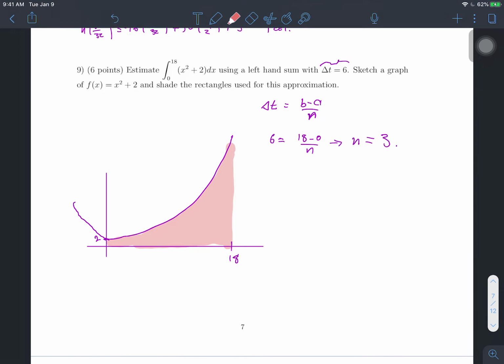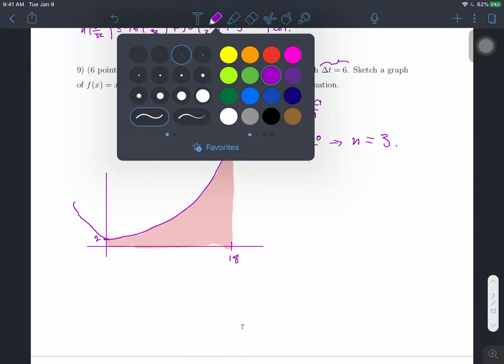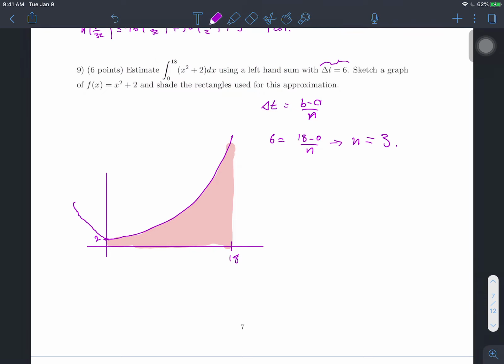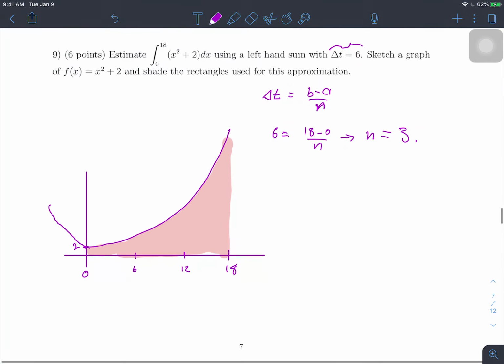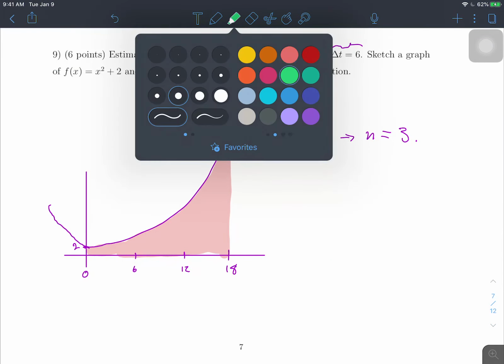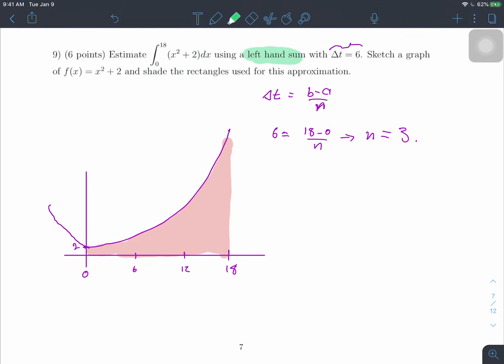And we're going to use 3 rectangles. So let's make some markings. Each of them should basically take up a third of our domain, which goes from 0 to 18. So 6 here, and then 12 here. And we're using a left-hand sum. Left-hand sum means we take the height of each rectangle to be the height of the function on the left side of the interval.